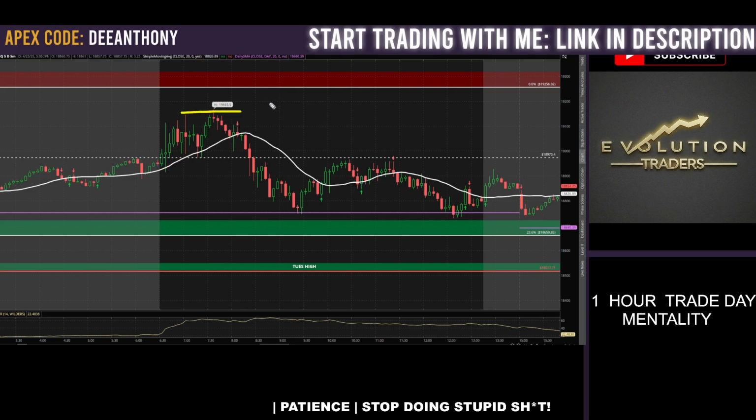Now, the swing high would have been the high of day at 19,165. If you don't get that and the market starts rolling over and you start losing that intraday 20 SMA, then essentially you could start looking to the downside, right?